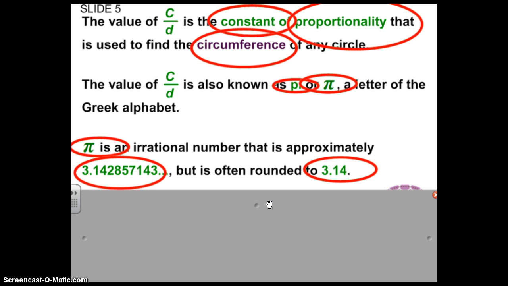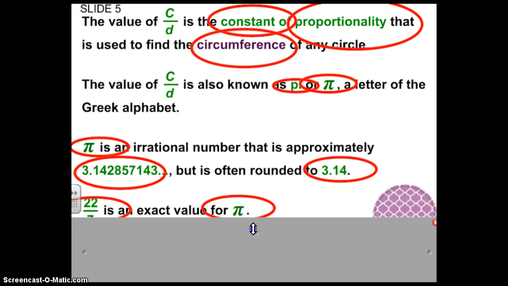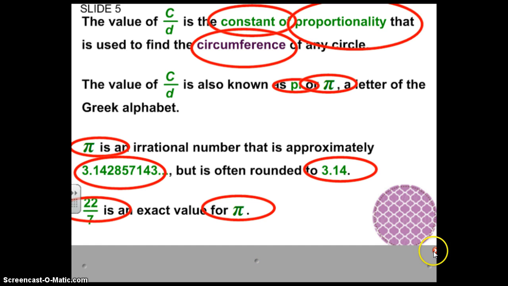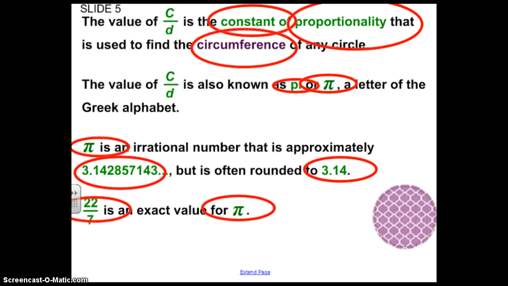Pi is an irrational number that is approximately 3.142857143. Oh, I think I left a number out on my other slide. It is often rounded to 3.14. Pi is considered irrational because the number does not end or have a repeating pattern to it. 22 over 7 is an approximate form of pi. If you take 22 over 7 with a calculator and divide it, you'll get 3.142857143.